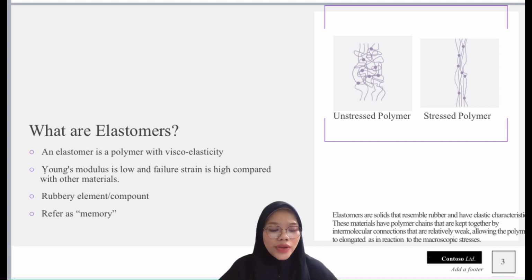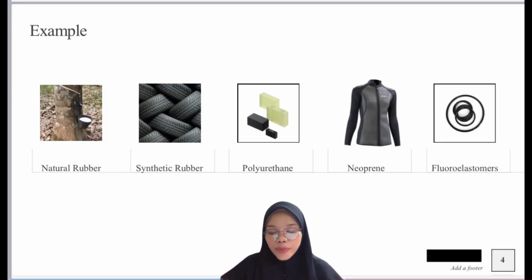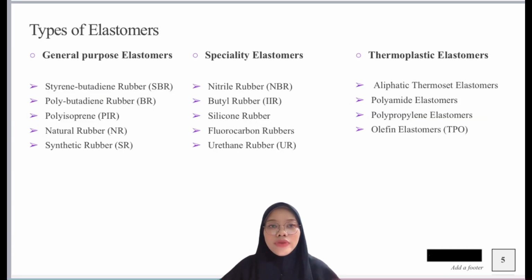So we can see here, this is unstressed polymer and stressed polymer. Elastomers are solids that resemble rubber and have elastic characteristics. These materials have polymer chains that are kept together by intermolecular connections that are relatively weak, allowing the polymers to elongate in reaction to the macroscopic stresses. This is the example. This is natural rubber, synthetic rubber, polyurethane, neoprene, fluoroelastomers.